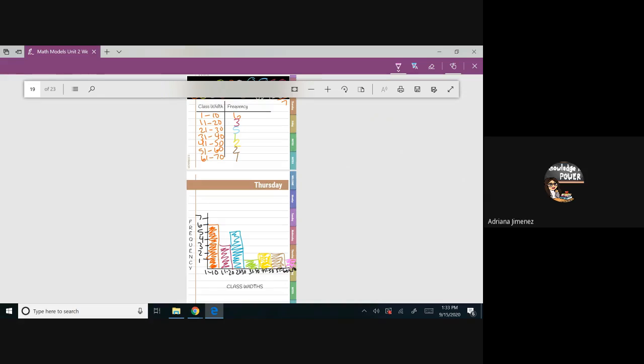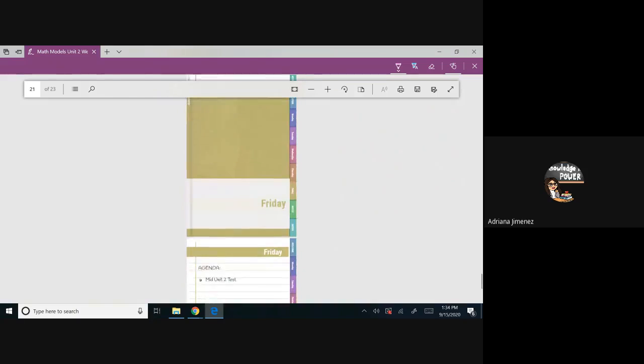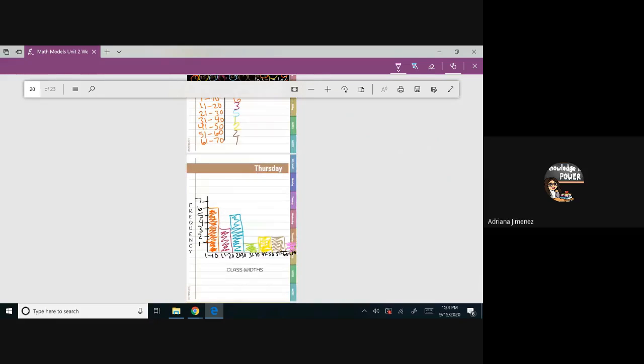So you're taking the data that you made from the frequency table on Wednesday and then making the histogram on that day. And then Friday, that's it. So right now I'm going to close this out. I'm going to save it so I can send it to you guys.